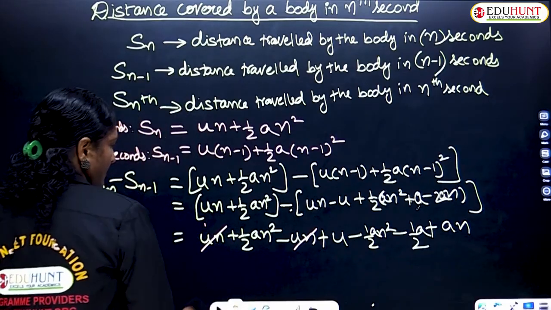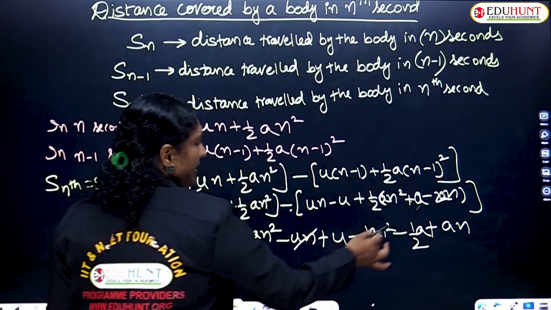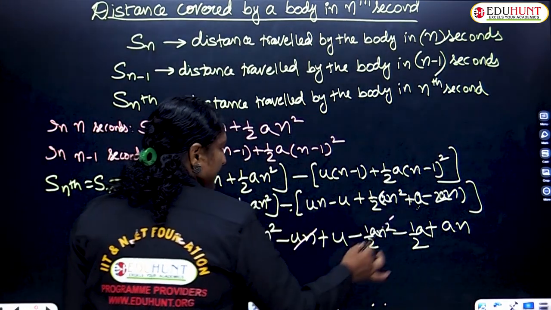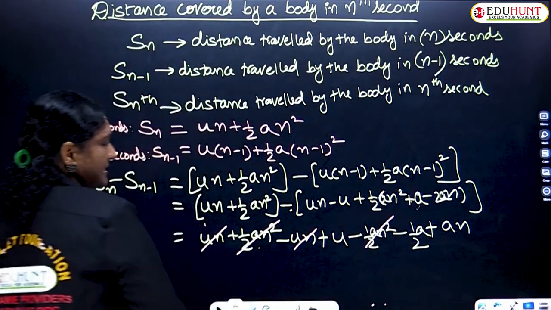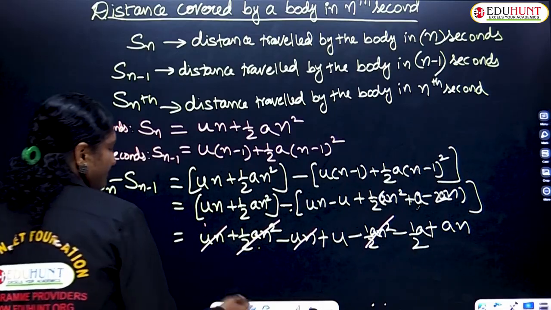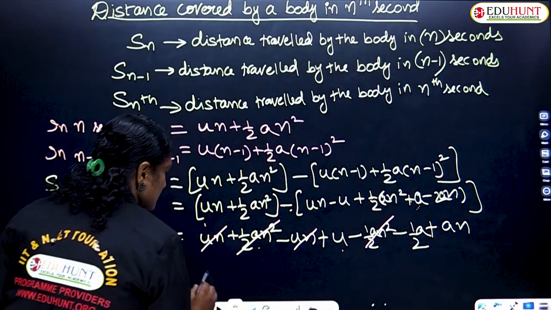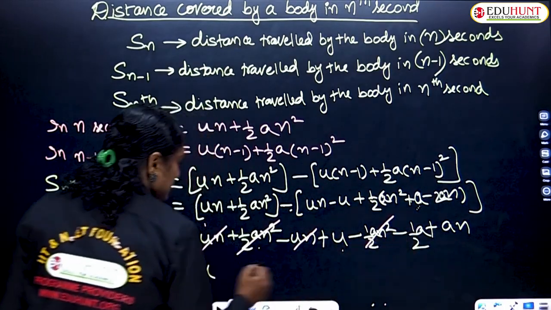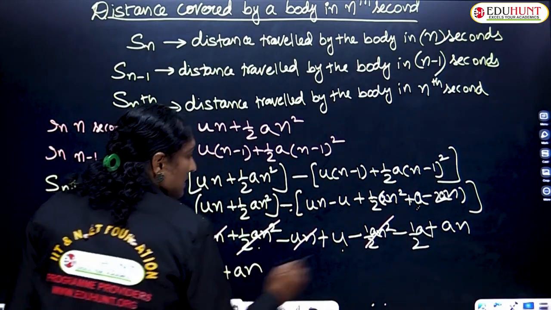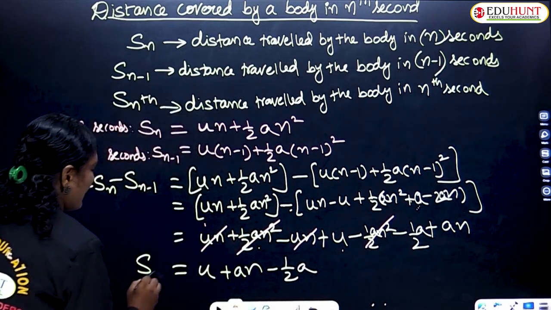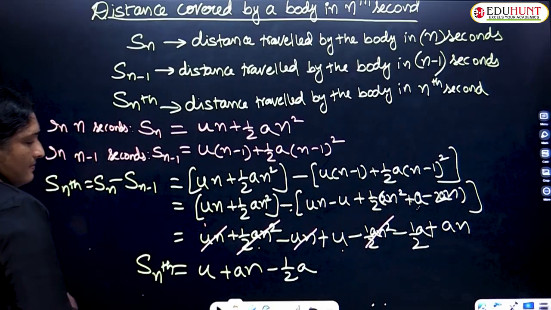Okay, so I replaced a: half a n square minus half a n square cancelled, plus minus half a n square plus half a n square. Then what is the leftover, children? What is the term that is being left over? Equals to, this is u, this is plus a n, and this is minus half a, is the value of Snth.